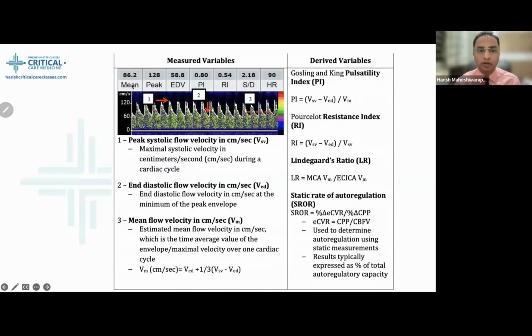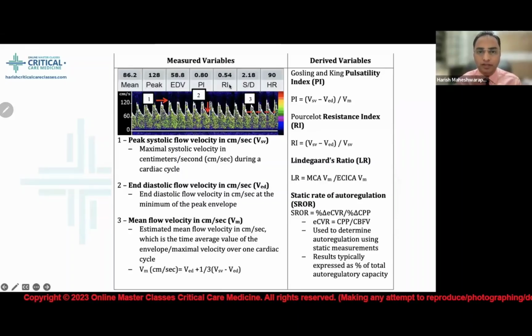If you see, we are going to get a mean flow velocity. Peak velocity here is more than 120, around 128. End diastolic velocity is somewhere around 58, 59. And we have a mean flow velocity which is just above 60, around 86. Then we have the pulsatility index, resistance index, and the ratio of systole to diastole.